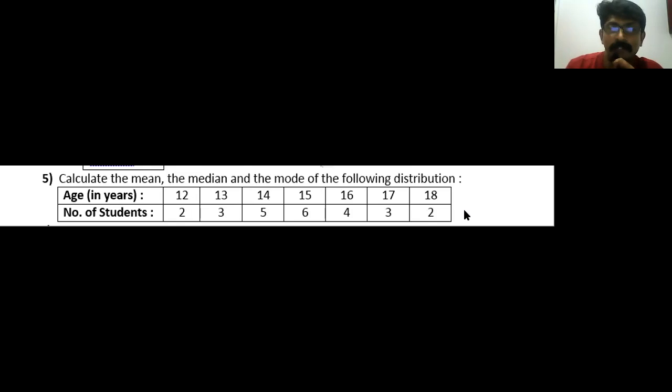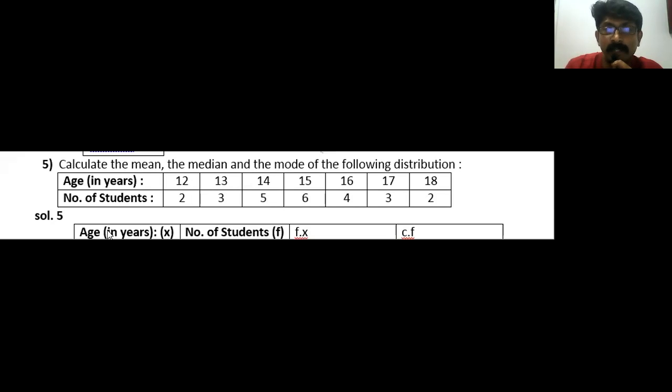Now, how to do that, students? It's very simple. So we're going to draw something like this, a table. So we're going to make a table. So start drawing the table along with me.